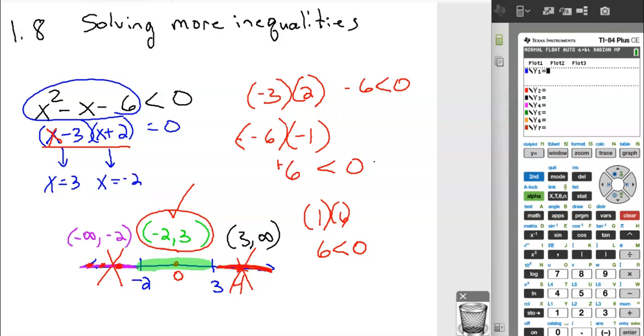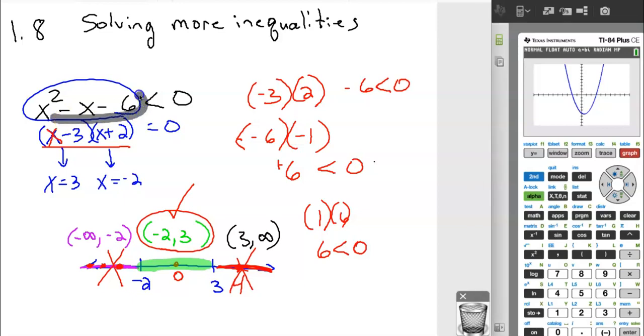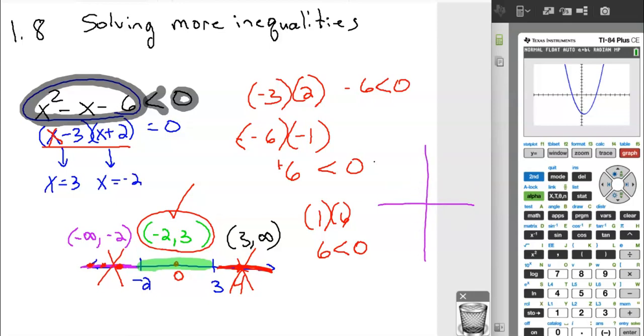The other way to do it is if you grab your calculator and actually plug this in: x squared minus x minus 6. And if I push graph, what I'm looking for is where this will be less than 0. So notice the graph: negative 2 and 3, those are my zeros. Remember, I found my zeros. And I know the parabola goes up.